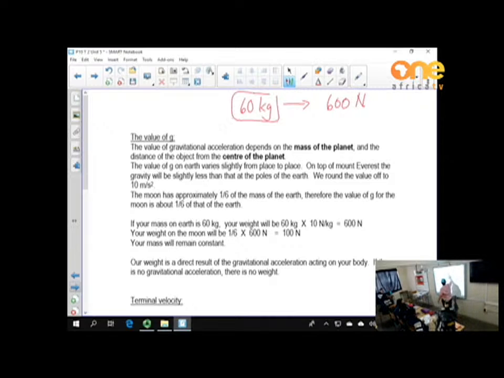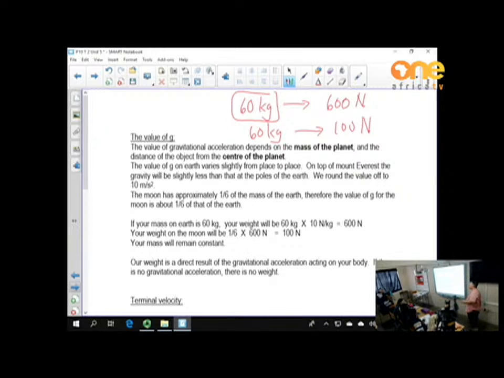Now I fly up to the moon. Have I lost an arm and a leg? No, I still have a mass of 60 kilograms. But due to the mass of the moon being less than that of the Earth, my weight on the moon is going to be approximately 100 Newton.